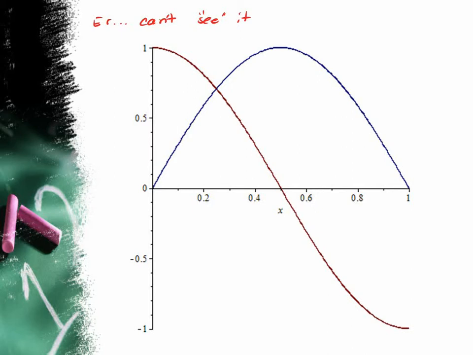How about seeing it? Well, one of these is cosine and one of these is sine, right? The red curve is cosine and the blue curve is sine. Can you see that they're orthogonal? No. There's no way to see that, right? It's out of the realm of seeing. But the calculation gives you that they are orthogonal functions.